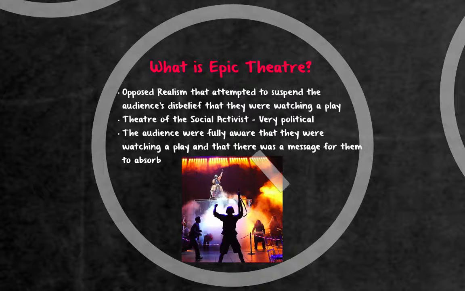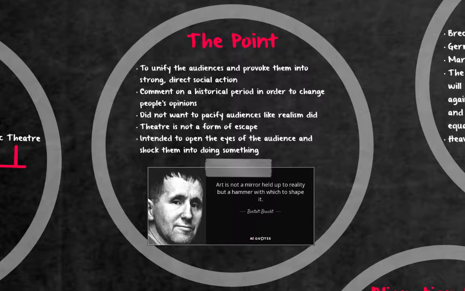In fact, it does the absolute opposite. Epic theatre is called theatre of the social activist. It's very political, and the audience are always fully aware that they're watching a play so that they can then absorb the message that's being portrayed through the play. The point of this sort of system was to unify the audience and provoke them into strong, direct social action.